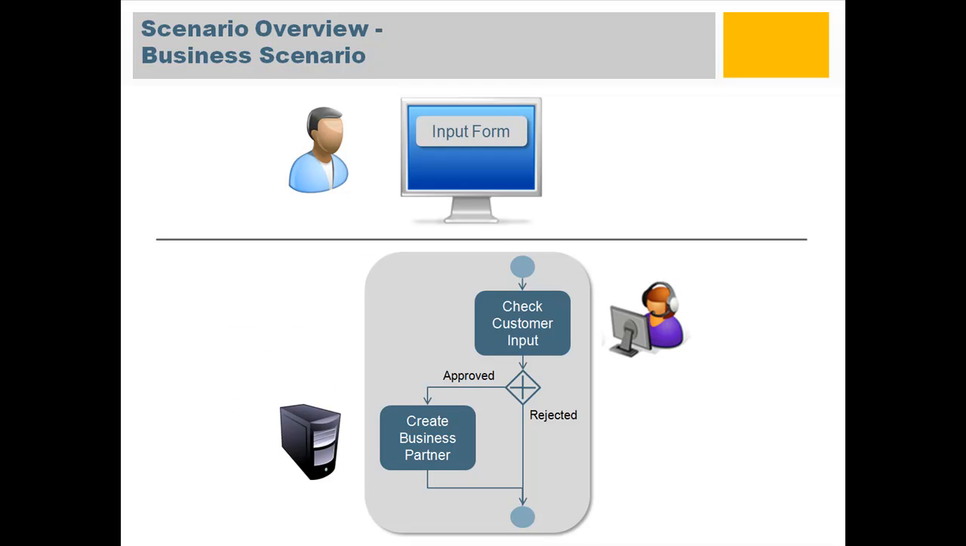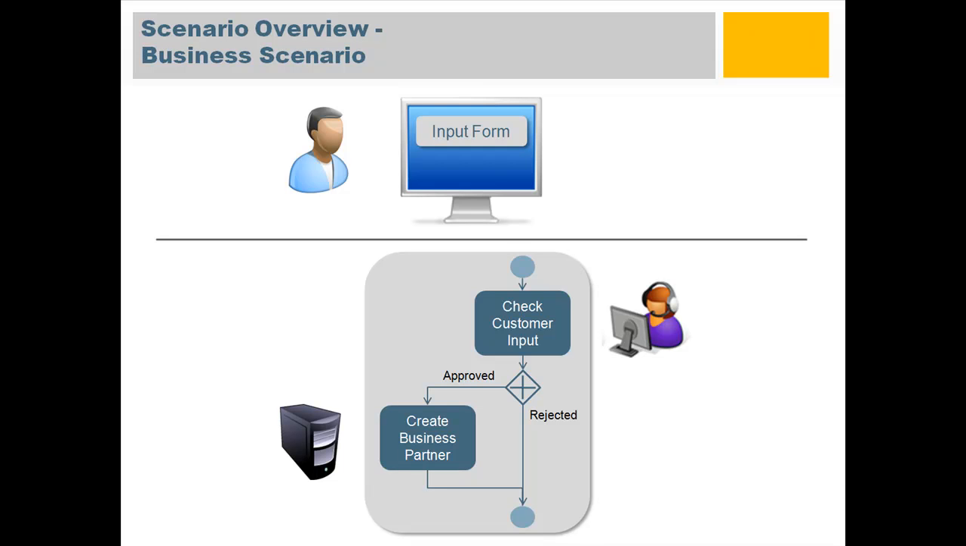So let's start by having a look at the business scenario we will use in this demo. It's a very simple scenario involving an end user who will fill in his personal data in an input form on the internet. His personal data will include his name, his address, his telephone number and his email. After the user submits this information, a process will be started.